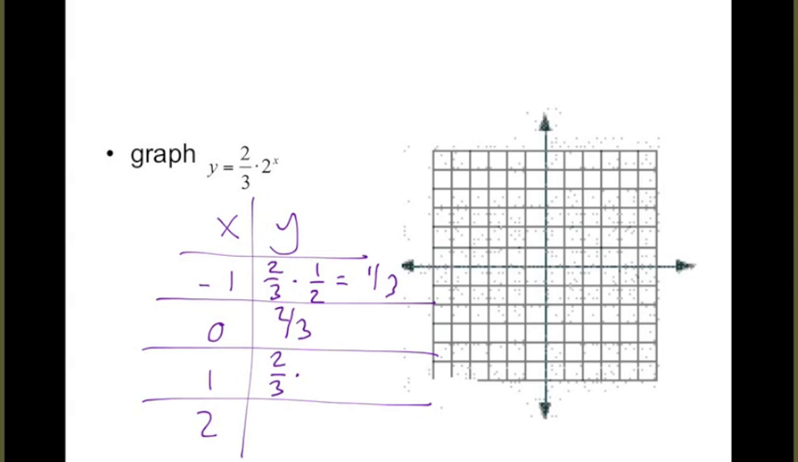Then here I'm going to get 2/3 times 2, or 4/3. 2/3 times 2 squared, or 2/3 times 4, is 8/3. Asymptote of the x-axis, and then plot our points. And this one has a base of 2, so we're seeing a little bit sharper of a turn than we did in the last problem.